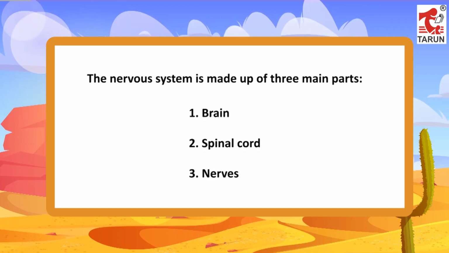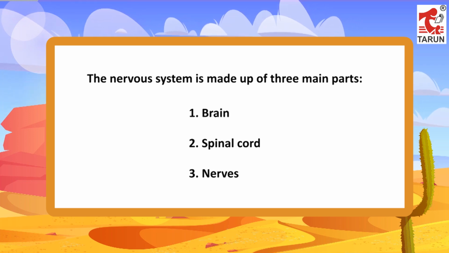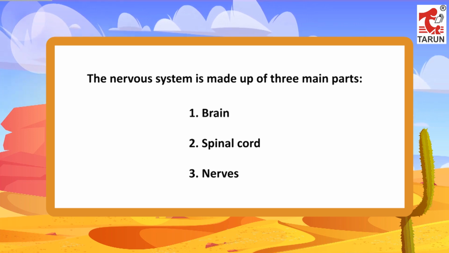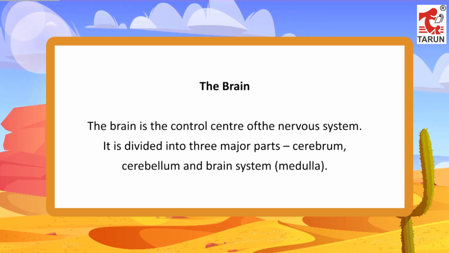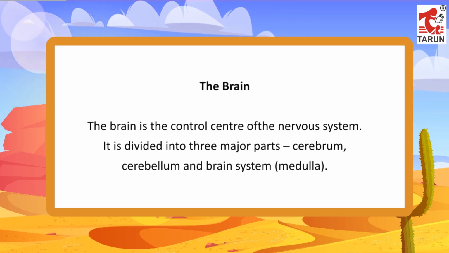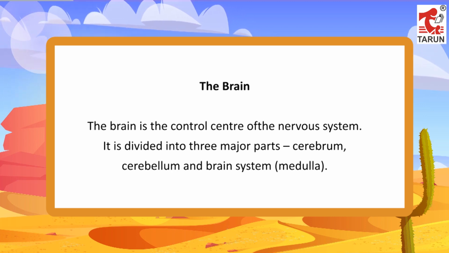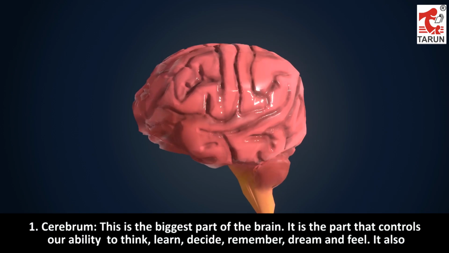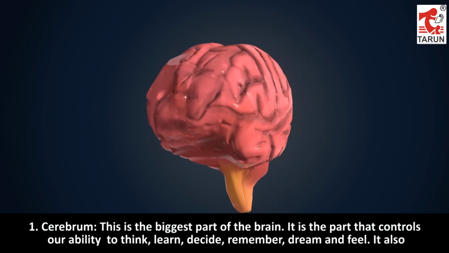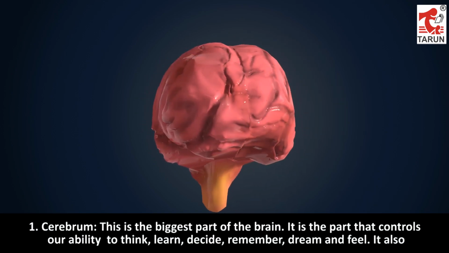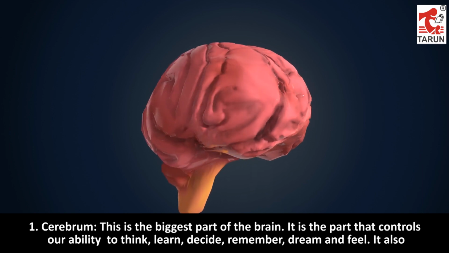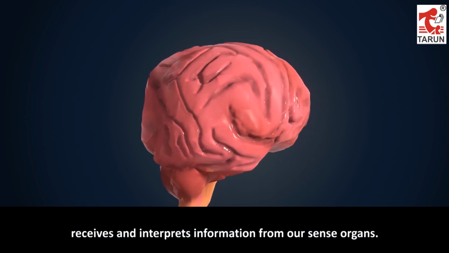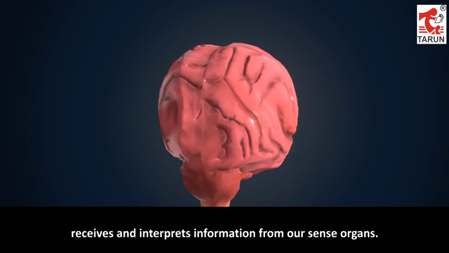The nervous system is made up of three main parts: 1. Brain. 2. Spinal cord. 3. Nerves. The brain is the control center of the nervous system. It is divided into three major parts: cerebrum, cerebellum and brain stem, medulla. 1. Cerebrum. This is the biggest part of the brain. It is the part that controls our ability to think, learn, decide, remember, dream and feel. It also receives and interprets information from our sense organs.